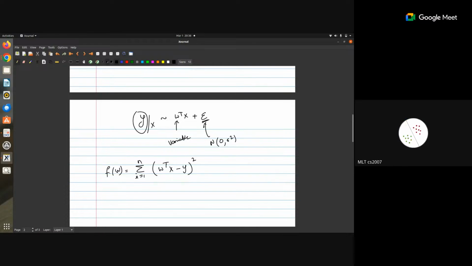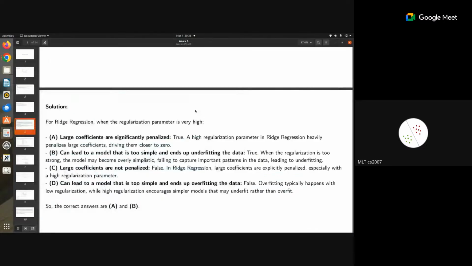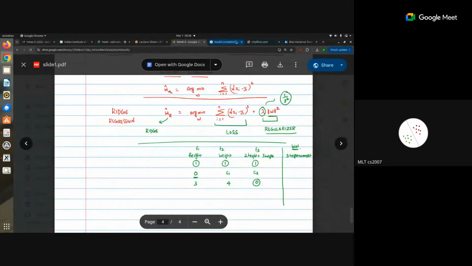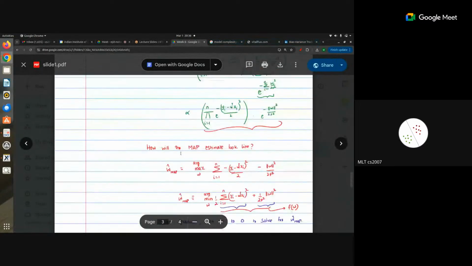But the problem that occurs here is, suppose based on one data set I get some values of W, but they may not be the optimum values. It is possible that we get such W's if I look at only one data set. So let me show you the slides.